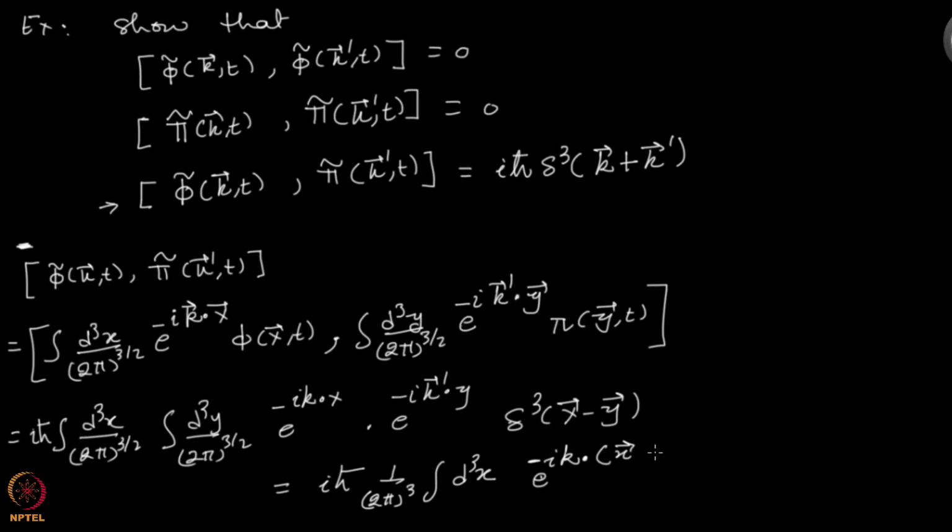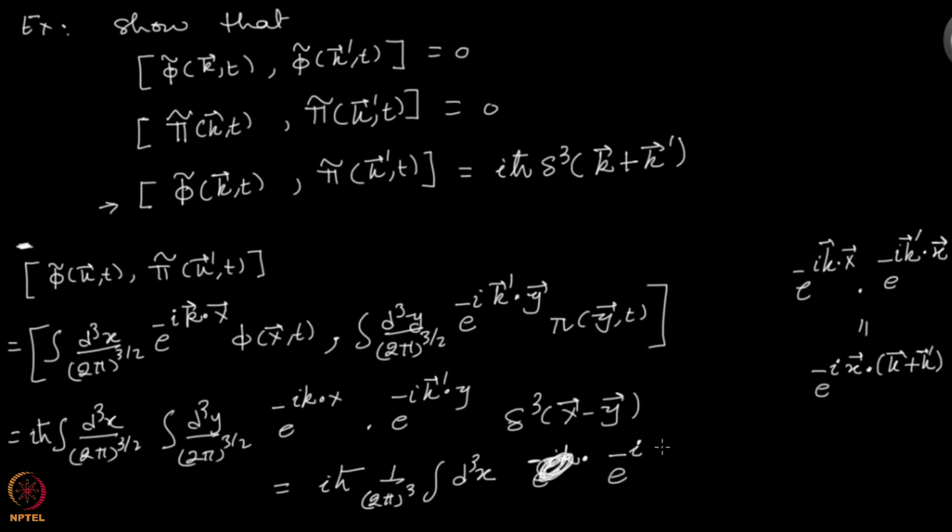Sorry, I'm doing something silly. No, everything is good. So it will become e to the i k dot x here. Let me write here e to the minus i k dot x. That is fine. And the second factor will become e to the minus i k prime dot x, y becomes x, which is same as e to the minus i x dot k plus k prime. So here I should have e to the minus i k plus k prime dot x.